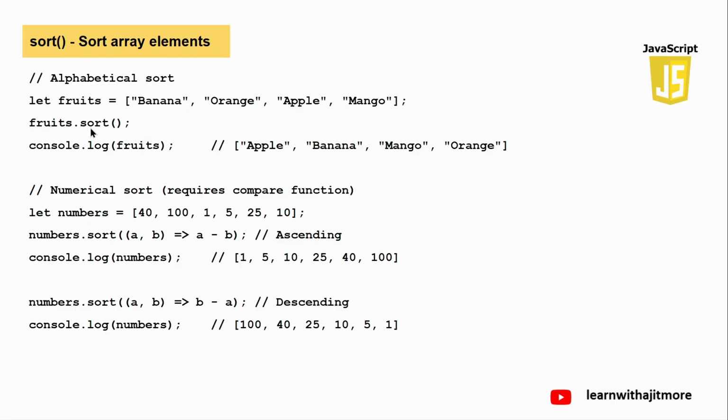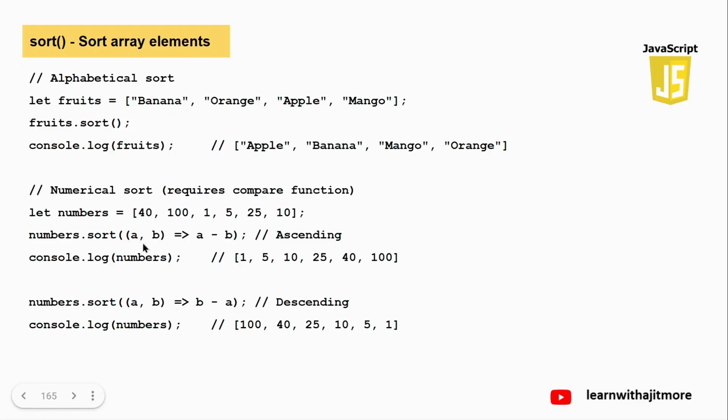So fruits dot sort, it will sort this. By default, it is ascending. So देखो ascending का तो apple पहले आया, फिर banana आ गया, फिर mango आ गया, and फिर orange, right? And अगर आपको sorting on some custom sorting function देना है, correct? This function will be used internally for sorting purpose.